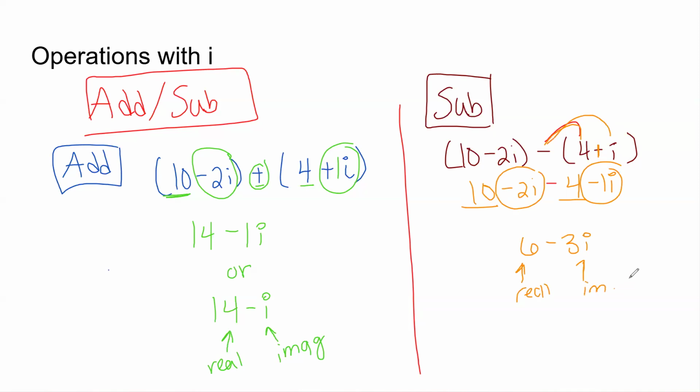imaginary. Okay, that's how you do addition and subtraction. So subtraction, though, just remember, distribute that negative through the back and then go. Multiplication.